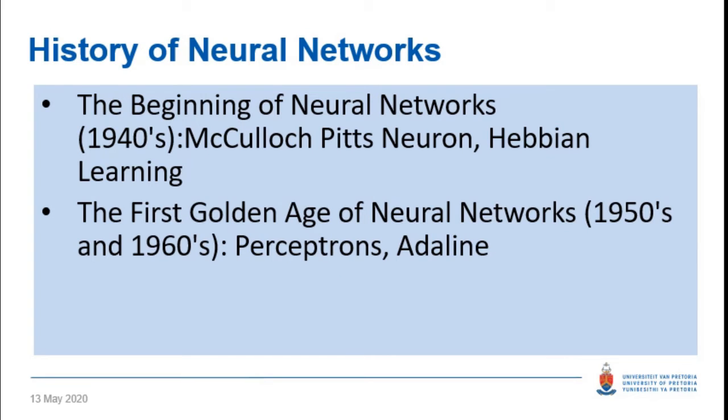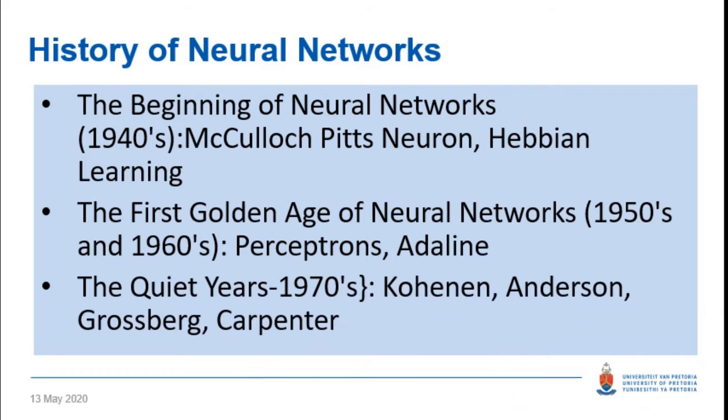As time went by, the next group of architectures and algorithms were the perceptrons and the Adaline neural networks. And then different types of architectures and learning algorithms came up and were named by different researchers, for example the Kohonen neural network, the Anderson neural network, etc.